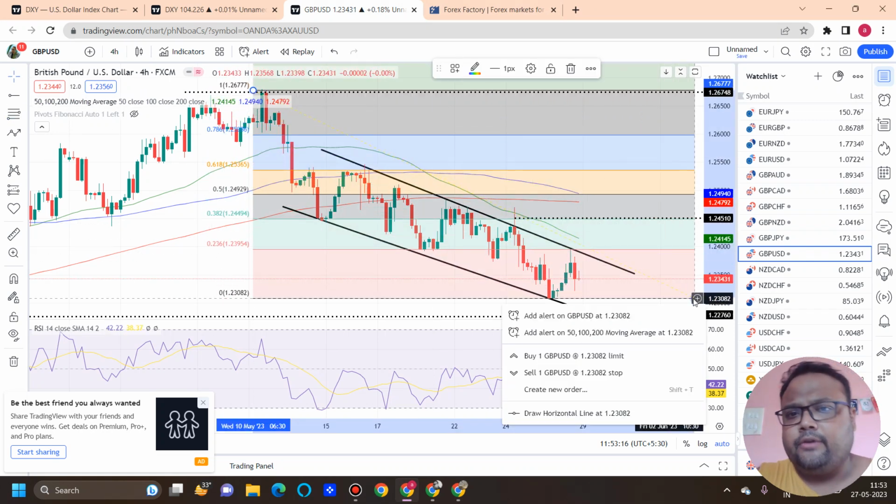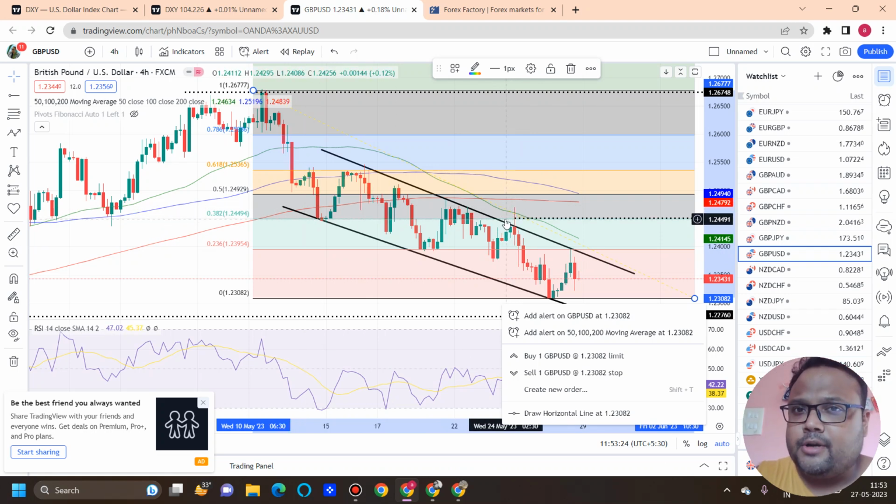If I'm wrong somewhere, you can write it down. I would love to learn. And this is why we're considering 1.2450 to 1.2470. You can see here we have Fibo 38.2. Along with that, we also have price rejection around the area.